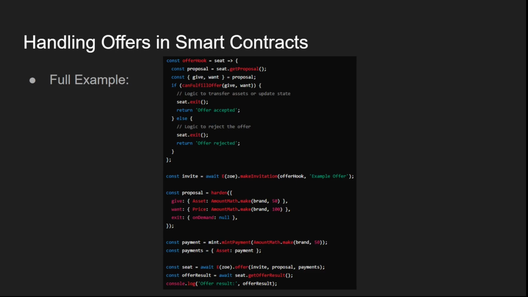Take a moment to review this full example code. When you're ready to continue, we will move on by discussing long-lived elements in Agoric, which help manage persistent state and reusable components in your contracts.